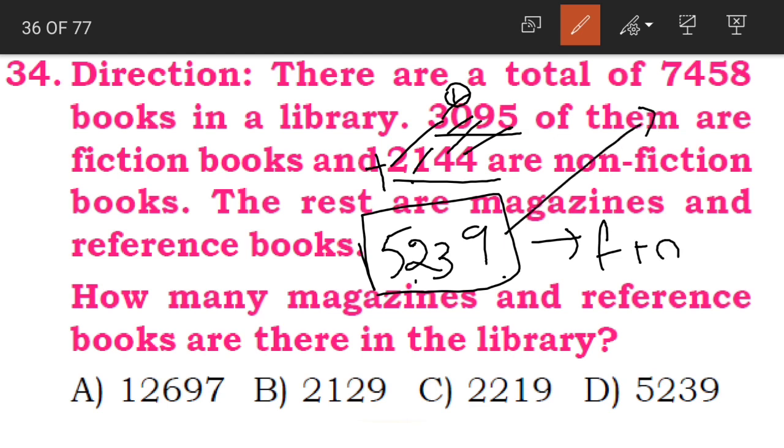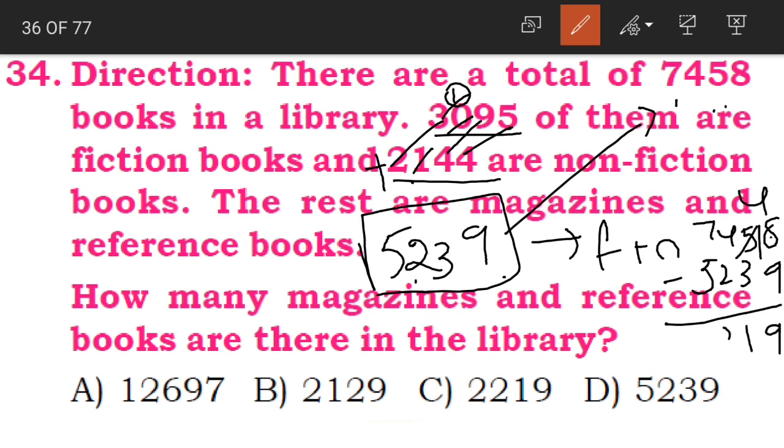Now when we subtract this total from the total number of books, 7458 minus 5239. 8 minus 9, it is not possible, so we are borrowing. 18 minus 9 is 9. 4 minus 3 is 1. 4 minus 2 is 2. 7 minus 5 is 2.